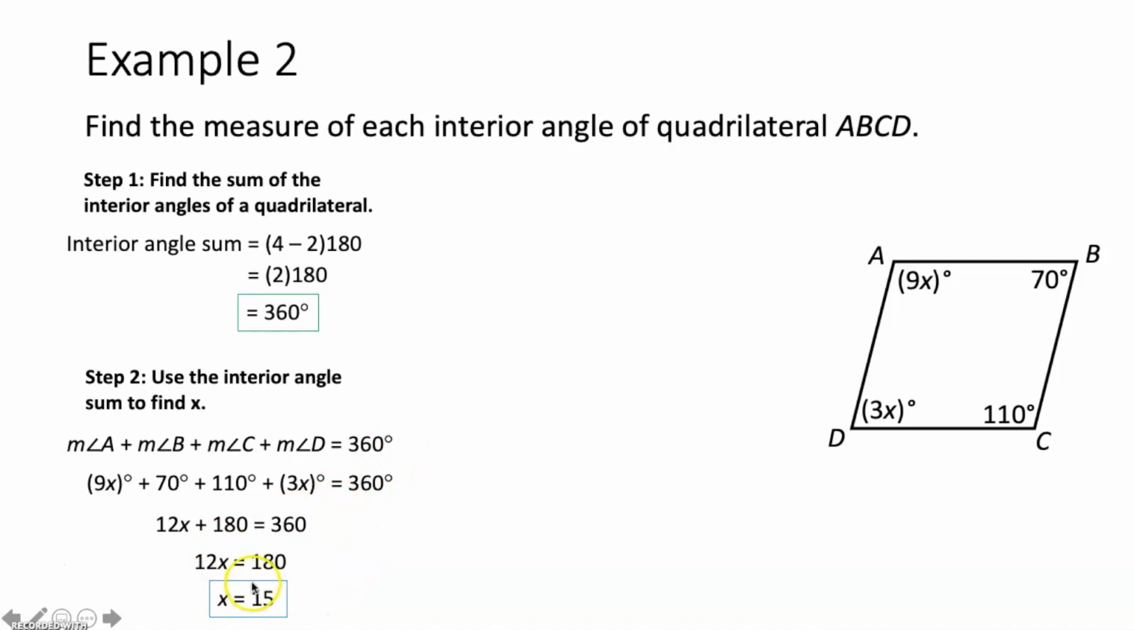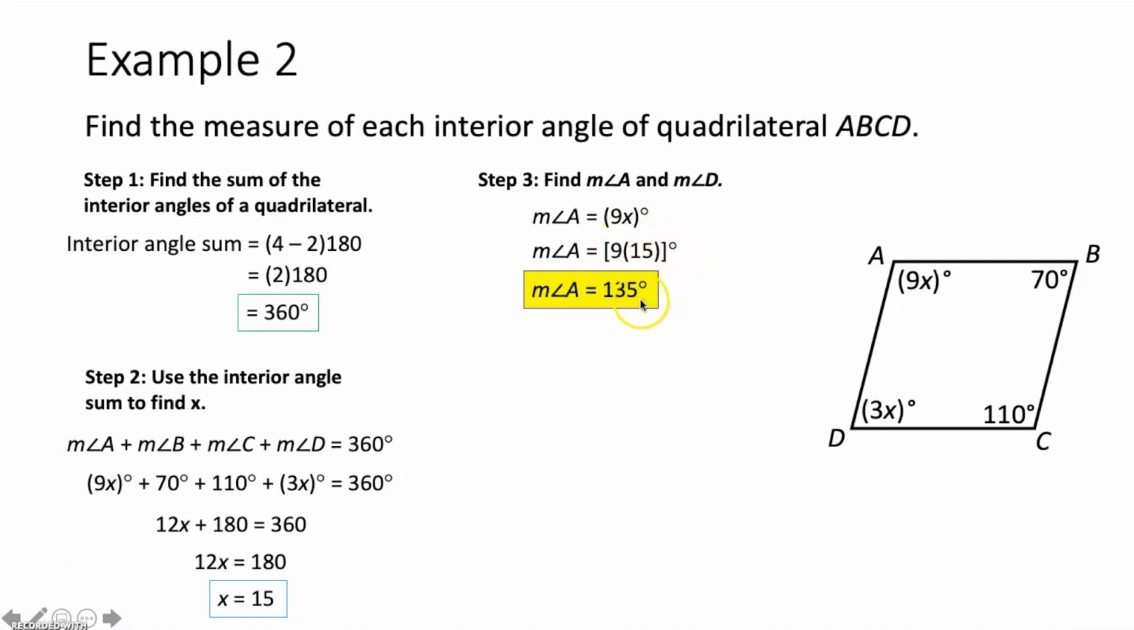Now, I found x, but that's not what I want to find. I want to find the measure of each interior angle. So I already know the measure of angle B and the measure of angle C, so let's just find the measure of angle A and the measure of angle D. So the measure of angle A is 9x degrees, so I'm going to take that x that I just found, 15, plug it in here. 9 times 15 gives me 135. Therefore, the measure of angle A is 135 degrees.